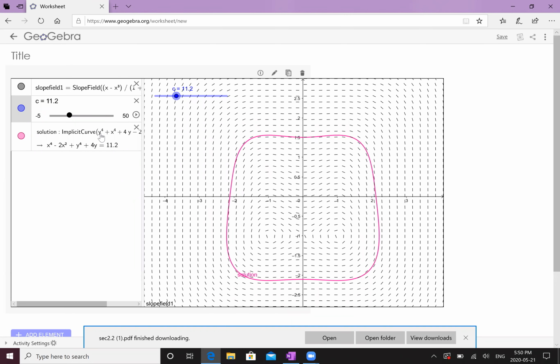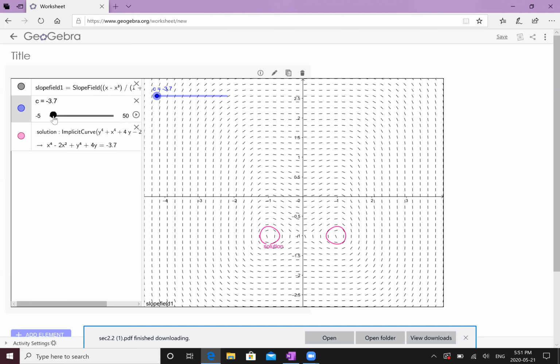As you can see, I have plotted y^4 + x^4 + 4y - 2x^2 equals c. And now I'm going to change the values of c, starting from, say, 0. First of all, for c = -5, there's no curve like that. But as you start increasing the value of c from -5, you can see that in this case you get solutions.